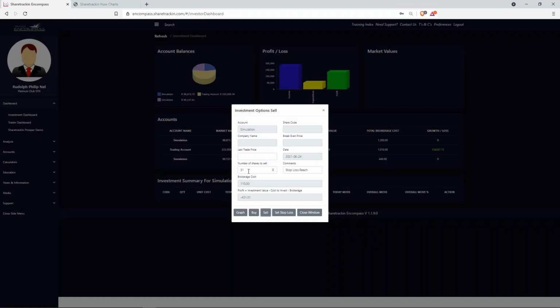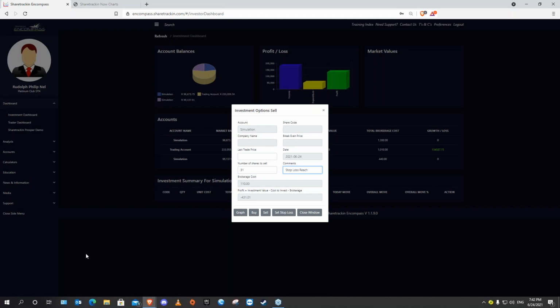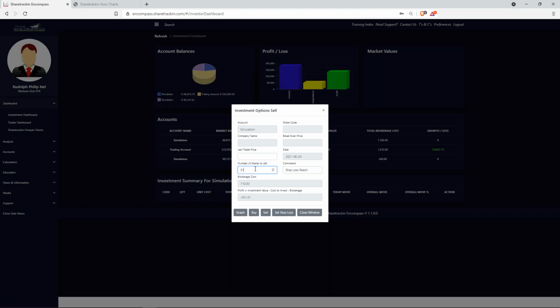So if I go and click on sell now, then only it will sell the share, because I've entered the amount of shares. So remember always to enter the amount and enter the comment. If you didn't enter the comment, it will give you a warning. If you only enter the comment and you didn't enter the amount, it won't give you any warning. You need to enter the amount of shares before you sell.